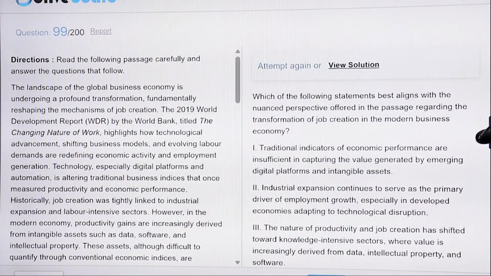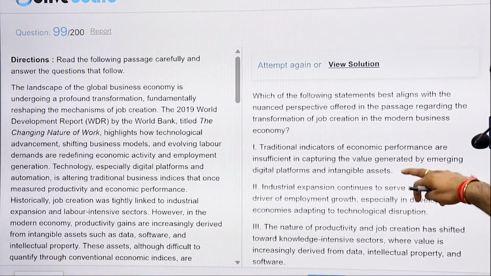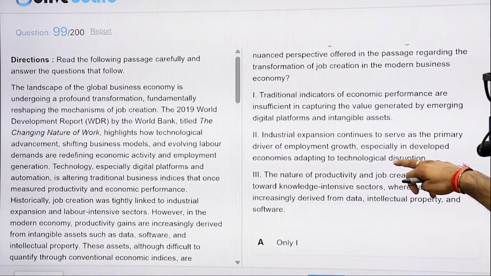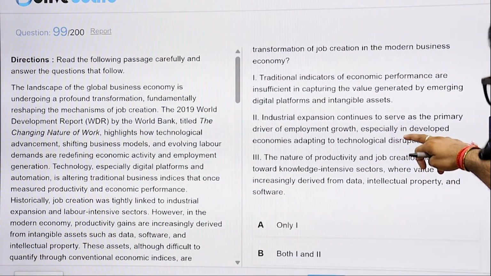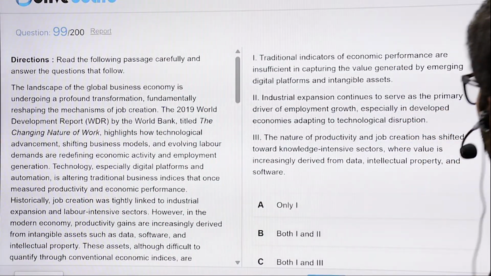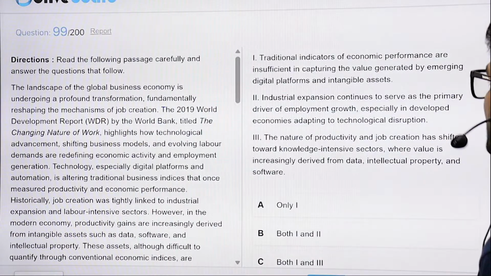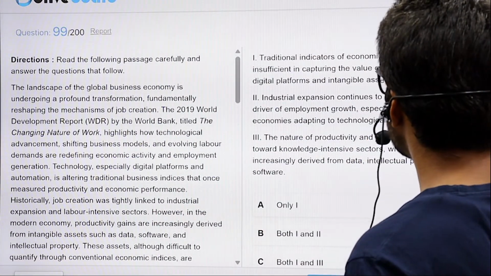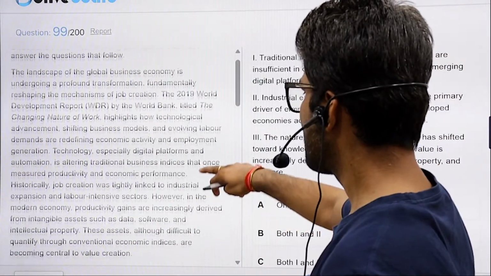Which of the following statements best aligns with the nuanced perspective offered in the passage regarding the transformation of job creation in the modern business economy? Traditional indicators of economic performance are insufficient in capturing the value generated by digital platforms and intangible assets.